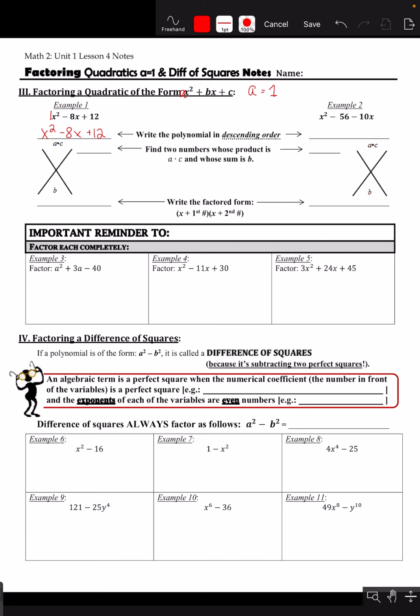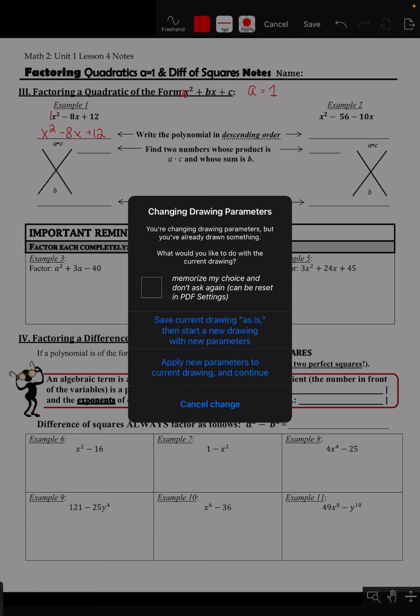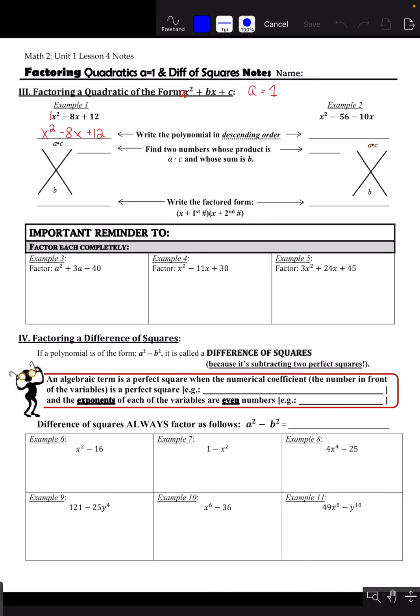Then we're going to find 2 numbers whose product is a times c and whose sum is b. We're going to assume that there's a 1 in front of that x squared, and multiply that a value of 1 times our c value, which is 12, and put it in this little organizer over here. A times c goes on top and b goes on bottom.